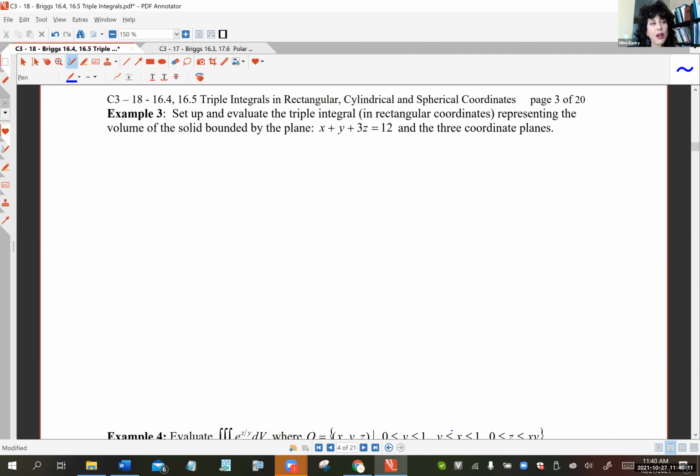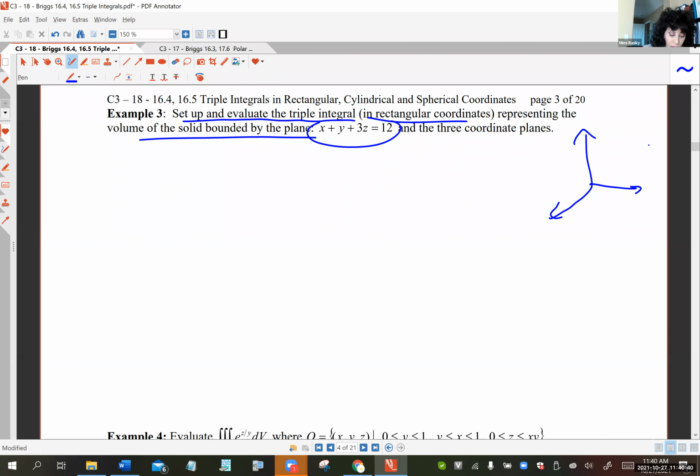So the question is, what's better, setting it up as a double integral for volume or setting it up as a triple integral for the volume? And the answer is, it's about equally the same, as you'll soon find out. So they want us to set up a triple integral in rectangular coordinates representing the volume of the solid bounded by this plane and the 3 coordinate planes. So it's going to be in the first octant. I can even draw a picture of it. They didn't ask me to, but hey, let's do it for fun.